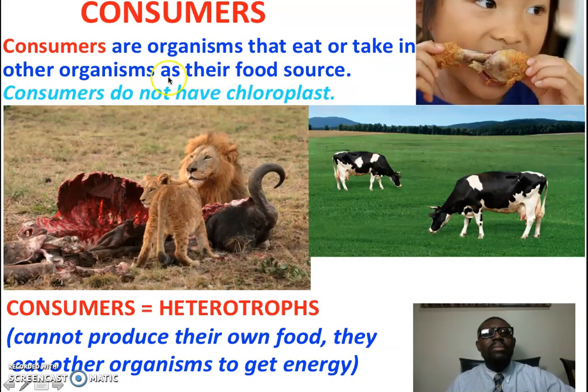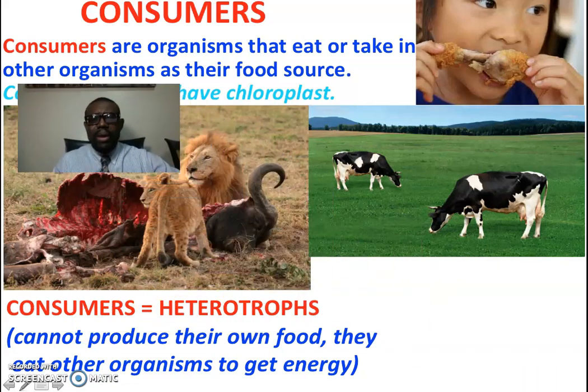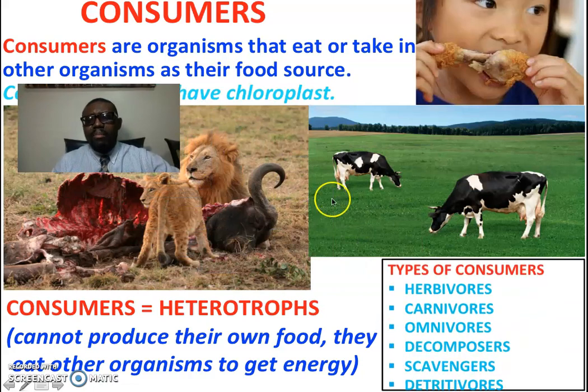The next is consumers. Consumers are organisms that eat or take in other organisms as their food source. Consumers do not have chloroplasts. Consumers are heterotrophs. That means they are not autotrophs, they are heterotrophs. They cannot make their own food. That's why they are called heterotrophs. We have different types of consumers: herbivores, carnivores, omnivores, decomposers, scavengers, and detritivores.